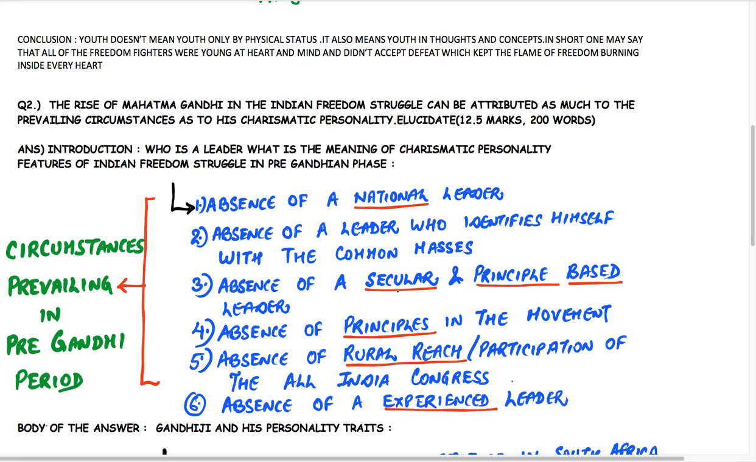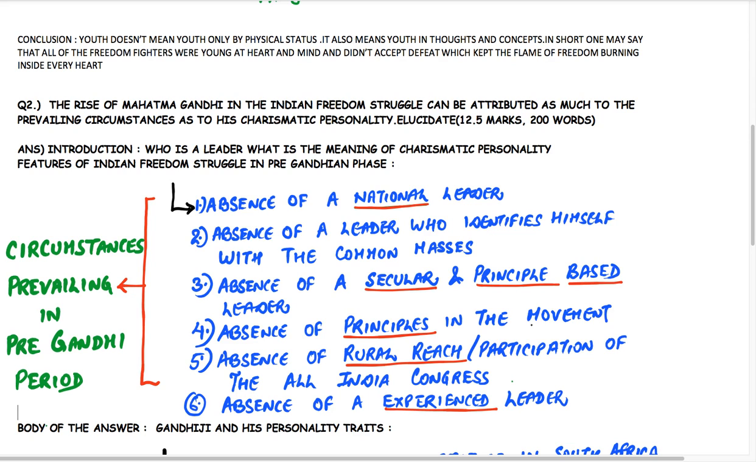There was a clear-cut gap between the leaders and the people. Third, absence of a secular and principle-based leader. Now Gandhiji focused on Hindu-Muslim unity, one of the first leaders to do so. Before Gandhiji, the leaders either promoted their own religion or were antagonistic to other religions. The fourth crucial circumstance prevailing at that period was absence of principles in the movement.